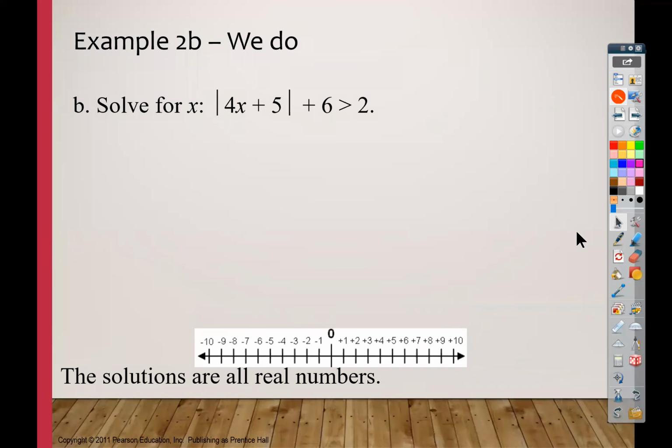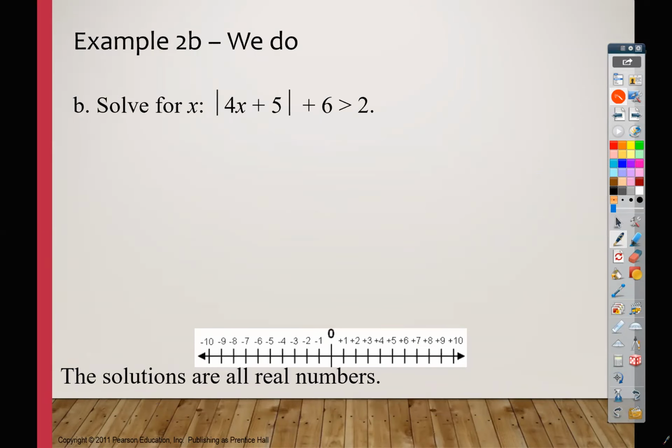All right. Okay, let's do this one together. So we have -6, -6.